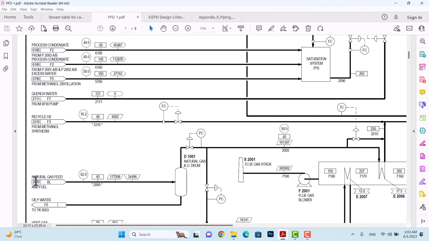After the gas station, there is a distance between the knockout drum and the gas station. And this line is connecting the natural gas knockout drum and the gas station. So in our first example, we're going to size the diameter for this line.